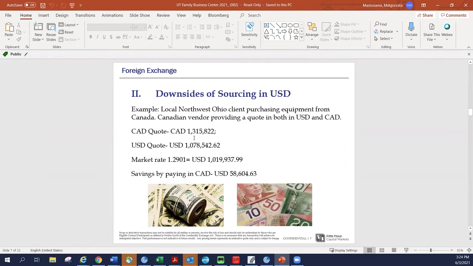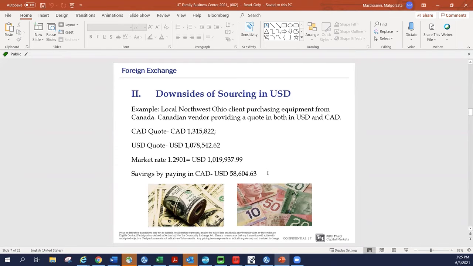So if you take a look at that Canadian quote of 1.3 million Canadian, at the rate of 1.2901, the US dollar equivalent is 1,019,000. That supplier said that you can pay in Canadian 1.3 million or US dollars 1,078,000. So if you compare 1,019,000 against 1,078,000, you can see that by paying in Canadian dollars, you are saving $58,000.